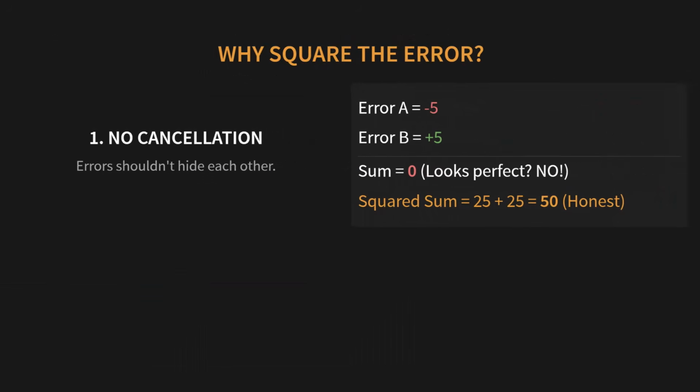But why square the error? Why that specific step? It's for 2 critical reasons. First, no cancellation. Errors shouldn't be able to hide each other.